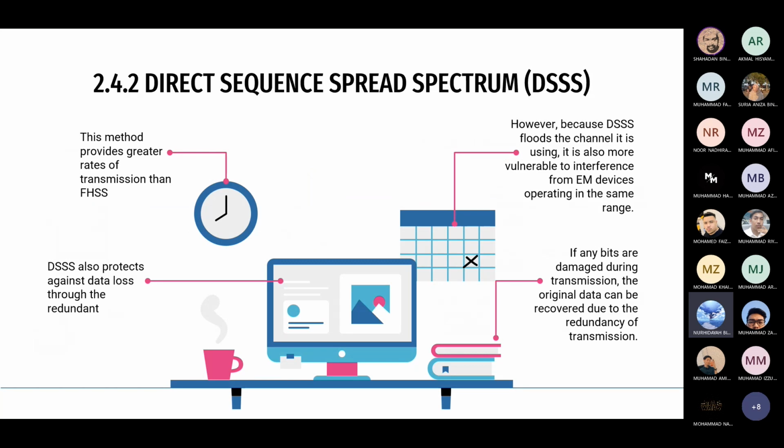This method provides greater rates of transmission than FHSS. It also protects against data loss through the redundant bits. However, it floods the channel it is using and is also more vulnerable to interference from EM devices operating in the same range. If any bits are damaged during transmission, the original data can be recovered due to the redundancy of transmission.